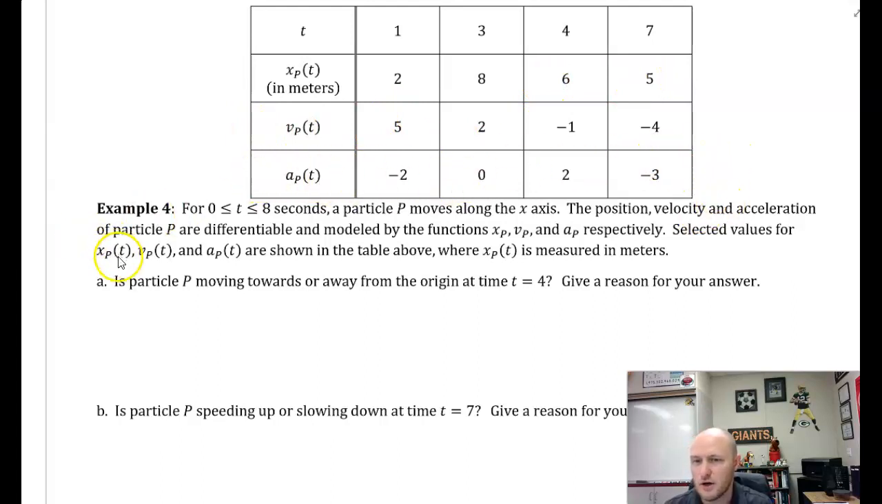Selected values for position, velocity, and acceleration based upon time are shown in the table above, where x sub p of t is measured in meters. Okay, I'm glad they mentioned the units. So this is in meters. Well, velocity is going to be meters based upon time, and we're talking about seconds. So just talking about units, this is going to be meters per second. And then acceleration, that's meters per second squared. Okay, and units can often help you when you're trying to dissect problems.